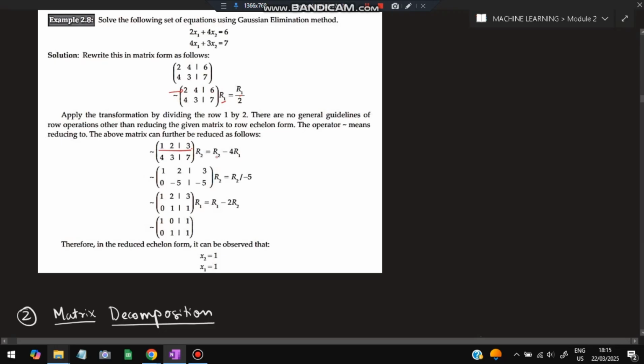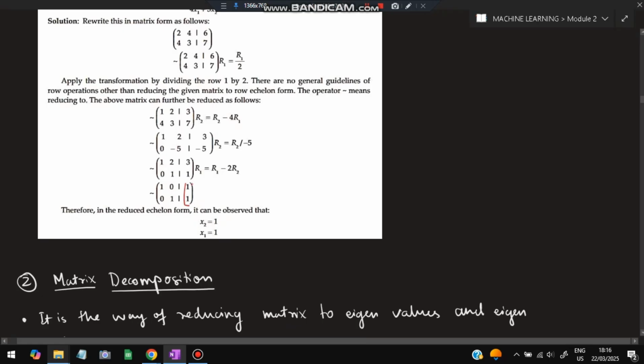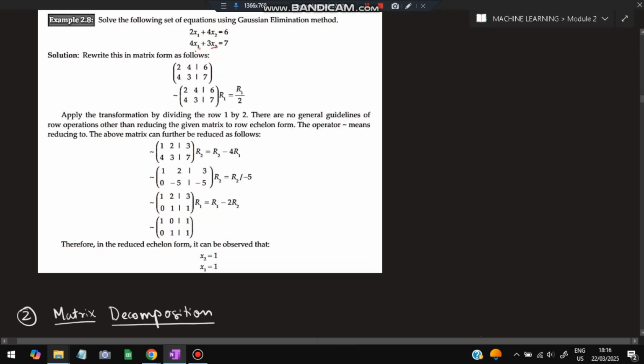Done. Now again we will be performing some operations like subtraction and division here, such that it becomes in the form of ones and zeros. Then it will be in the reduced echelon form. We can write x2 is equal to 1 and x1 is equal to 1. These final two values we get are the echelon values of x2 and x1, for the two equations which you have been given. So we had to find out the x1 and x2 values. These are the x1 and x2 values.